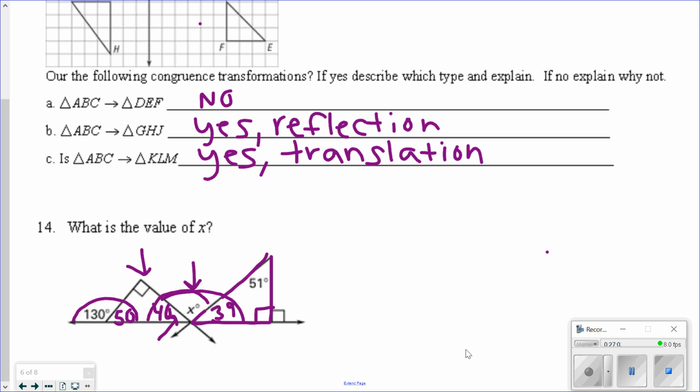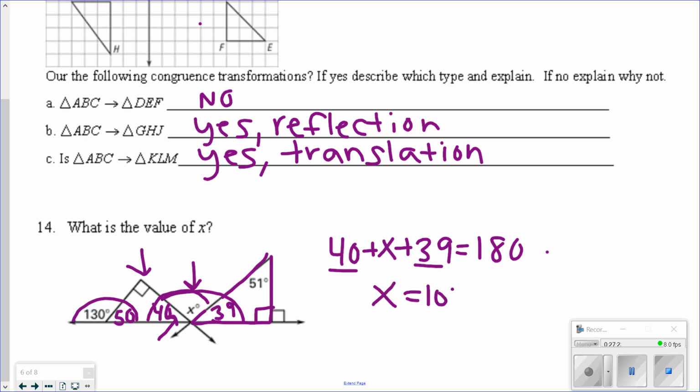If I look at my diagram, I see that 40 plus X plus 39 is equal to 180 because those three angles create a line. So I can now solve for X. When I combine these and move them over, I end up getting that X is equal to 101.